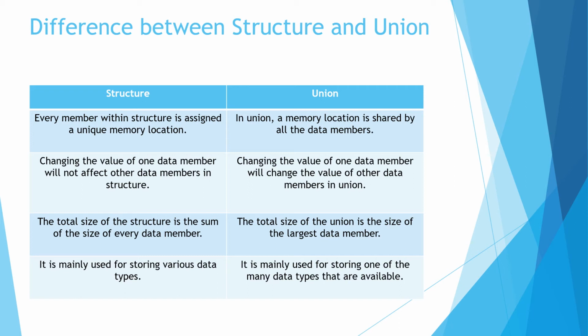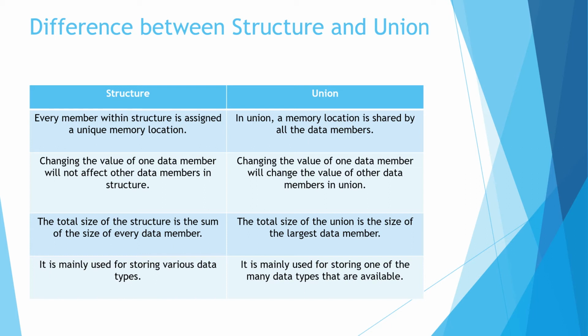That means in our example we have taken int x and float y. So the size of the structure would be equal to the size of integer plus that of the float. While in case of union, the total size of the union is the size of the largest data member. So in our case, we know that float has the largest size. So in union, the size would be assigned equal to the size of float.